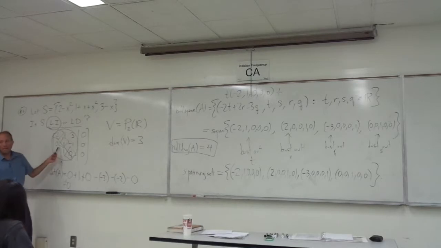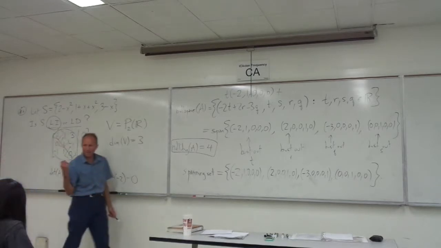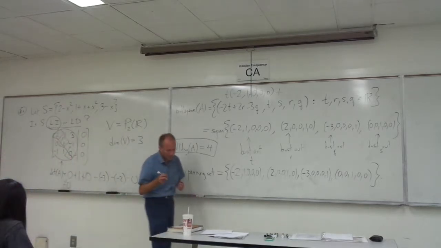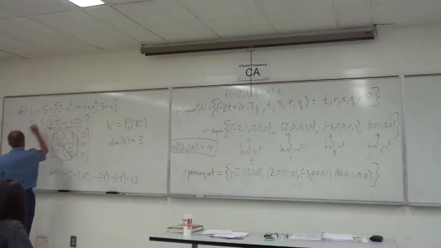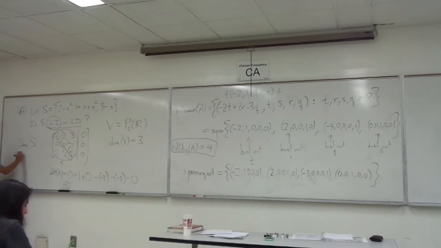Here we got away without that because it was a square matrix. We just took the determinant and we got our answer. Okay, everybody good with that? So it's Li in this case. And then the second part of the question is, does the set span? So does S span P2 of R?